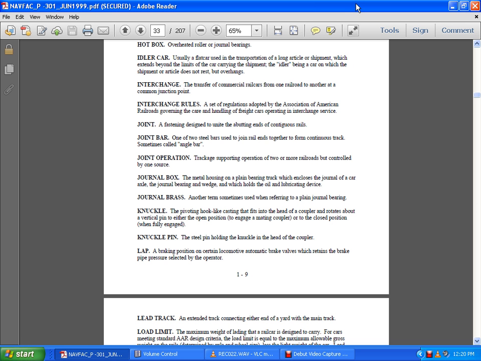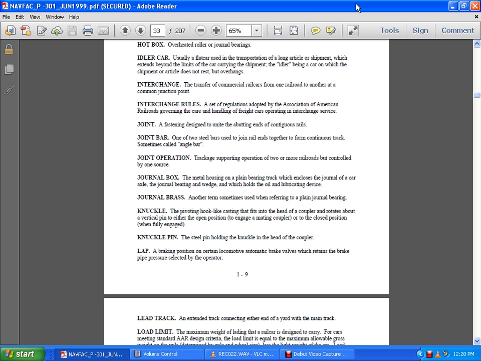another term sometimes used referring to plain journal bearings. The knuckle is the pivoting part cast in the head of the coupler, which rotates on a vertical pin to an open position to engage the mating coupler and to the closed position when fully engaged. The knuckle pin is the pin that holds the knuckle in the head of a coupler.